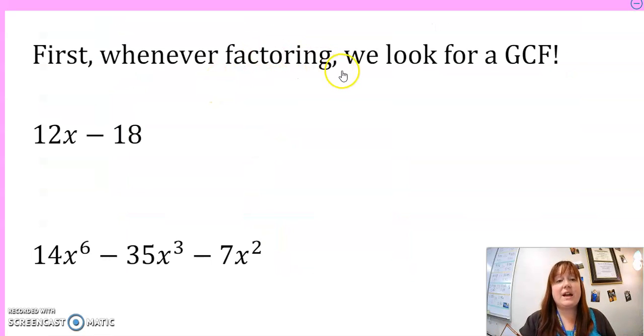Okay, so whenever factoring, the first thing we do is we look for a greatest common factor. That has to be taken out first before we do any other factoring. So we always look for that GCF. Remember, greatest common factor is just a number that we can divide all of the numbers by. So I look at this, and I need to be able to divide every single term by that number. And I see that I can divide this by 6 and this by 6. The greatest common factor of 12 and 18 is 6. So I can pull a 6 out.